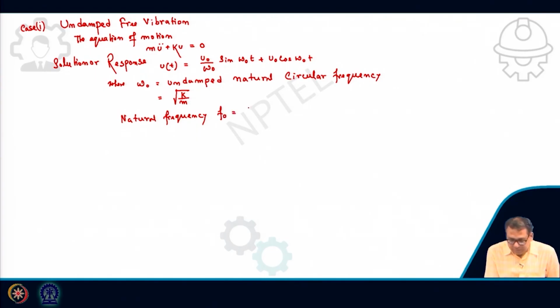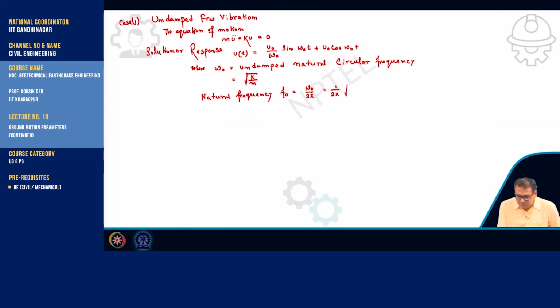How will we get the natural frequency? F0 will be omega 0 by 2 pi, because we know that time period T is equal to 2 pi by omega. So frequency will be omega by 2 pi, so this will be omega 0 by 2 pi. So this is 1 by 2 pi, and omega 0 will be root over k by m. So natural frequency I will get by using this expression, because omega 0 is equal to root over k by m.